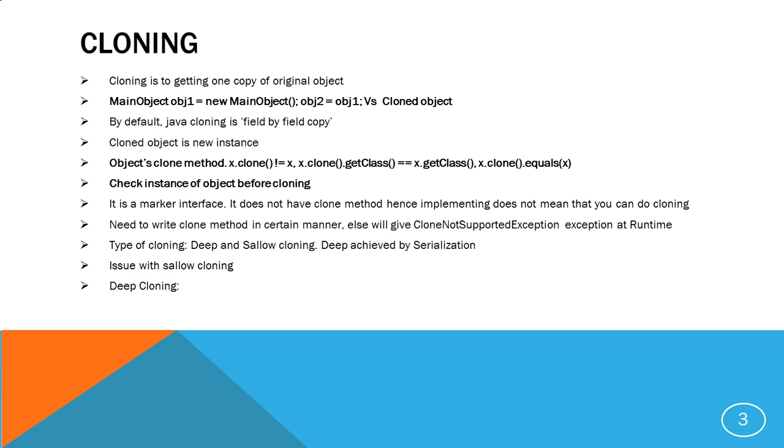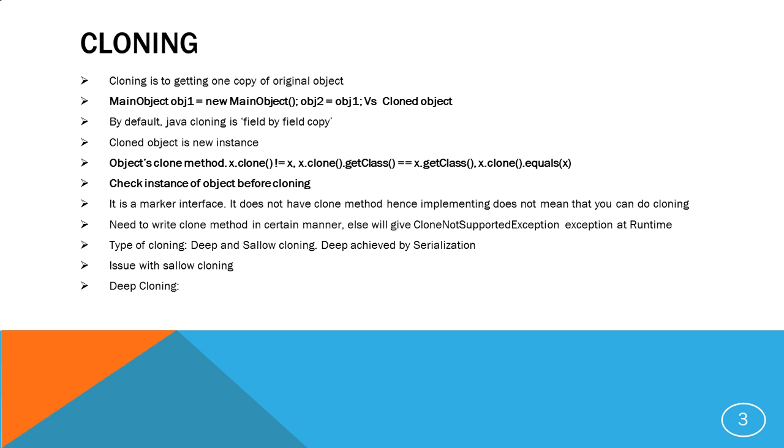Cloning, we can do for any class when it implements the Cloneable interface. Unless your class implements the Cloneable interface, you cannot do the cloning. If you have seen the initial videos, I have told you that clone is a method of the Object class. So any class which you are creating, you can simply override it.